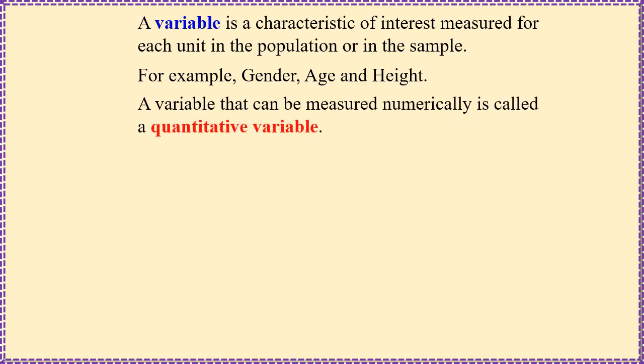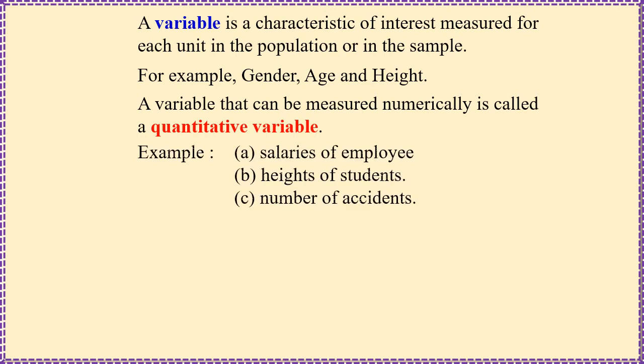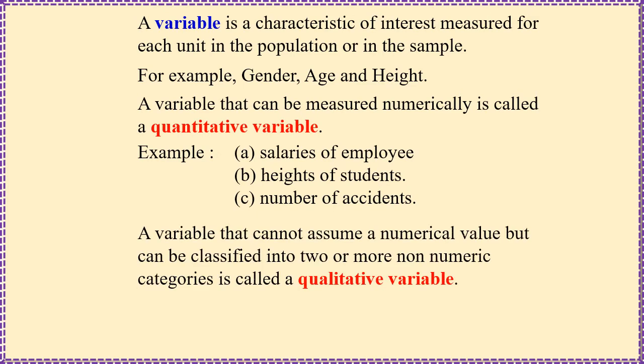A variable that can be measured numerically is called a quantitative variable. So we can measure that value. For example, salaries of employees, height of students, number of accidents. A variable that cannot assume a numerical value but can be classified into two or more non-numeric categories is called a qualitative variable. So the word is quality.